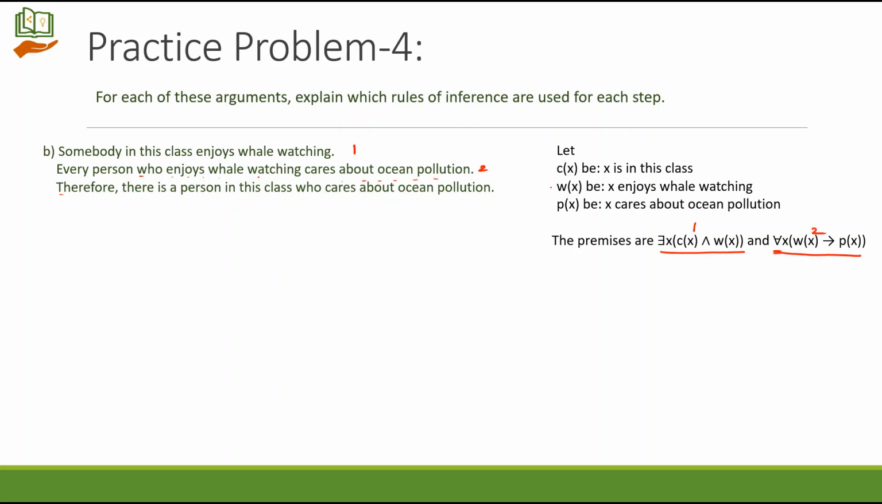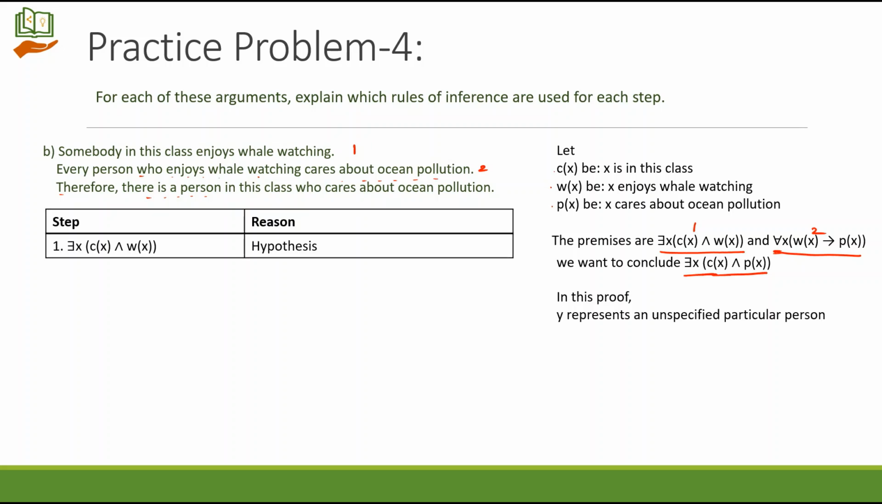Now we have to conclude there is a person in this class who cares about ocean pollution, which means C of X and P of X under the existential quantifier. This is what we have to conclude. So let's take the step and the reason.